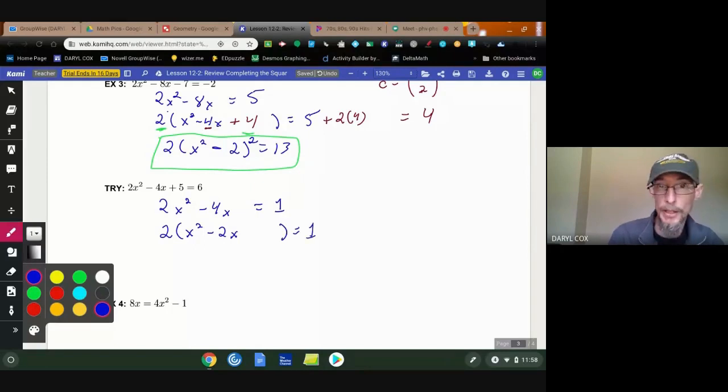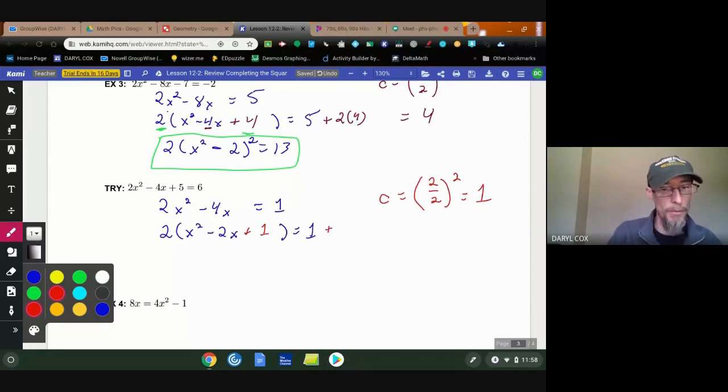Okay. Notice I left some space because I'm thinking ahead. I need to complete my square now. So I'm going to go complete my square. So C equals, and that's going to be 2 over 2 squared. 2 over 2 squared is 1, and 1 squared, there we go, is 1. So I'm going to add 1 here, and I'm going to add up.